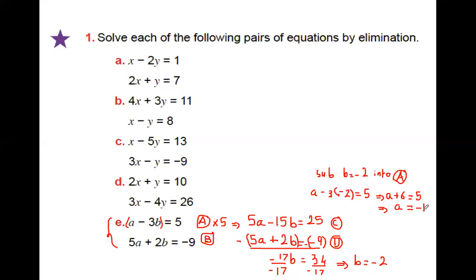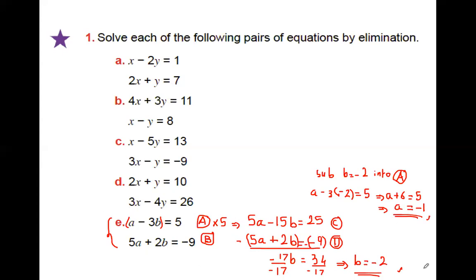So let's check that our answers work. So A equals negative 1, minus 1 minus 3 times minus 2 is minus 1 plus 6, which is 5, so that's okay. 5 times negative 1, which is negative 5, plus 2 times negative 2, which is negative 4. So negative 5 minus 4 is just negative 9. So these two, I've checked them, and they're okay.